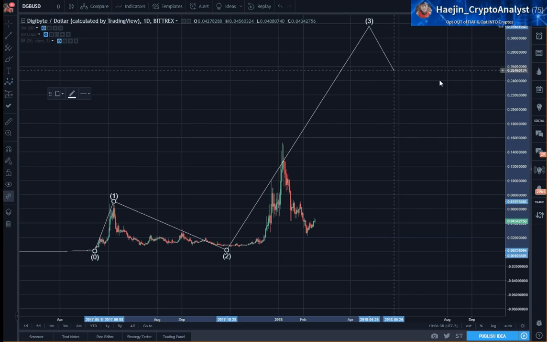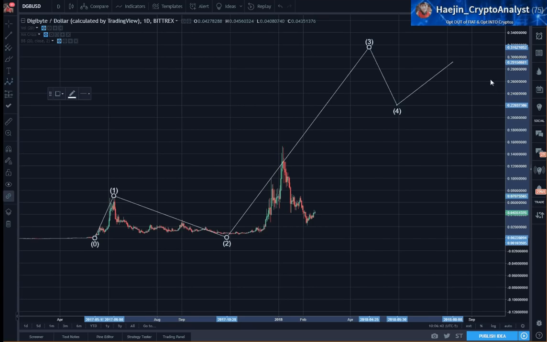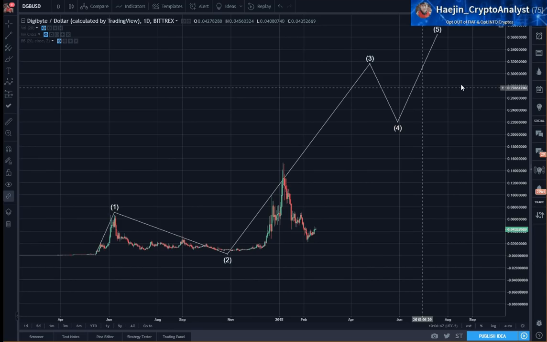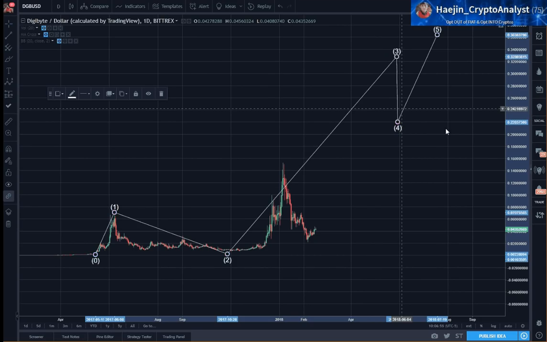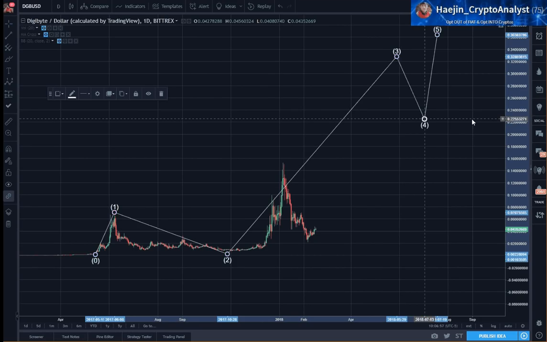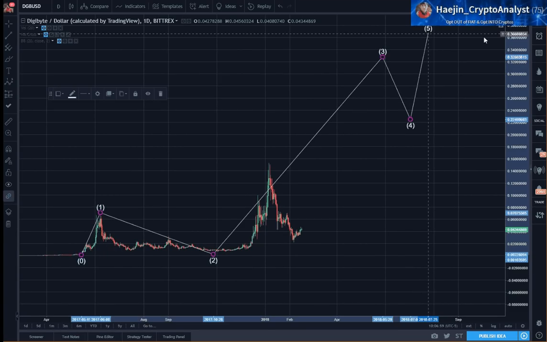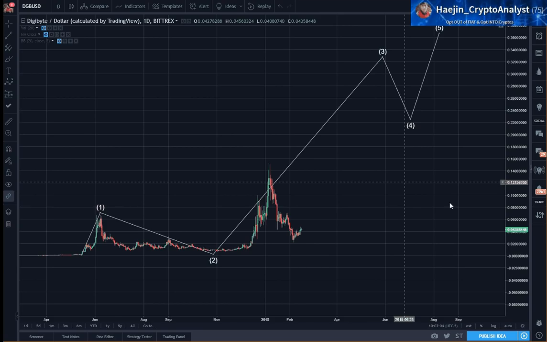$32, 3, 4, 5. For me, the June-July time frame is pretty important. I believe in the June-July time frame we'll have a sizable correction again. End of July maybe.